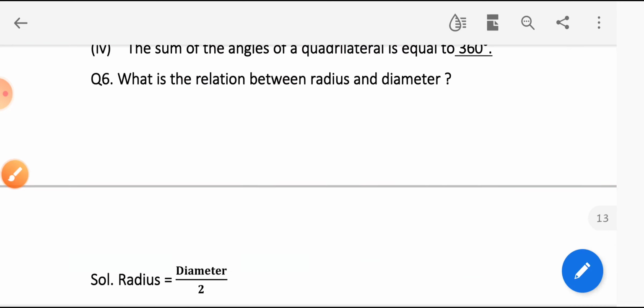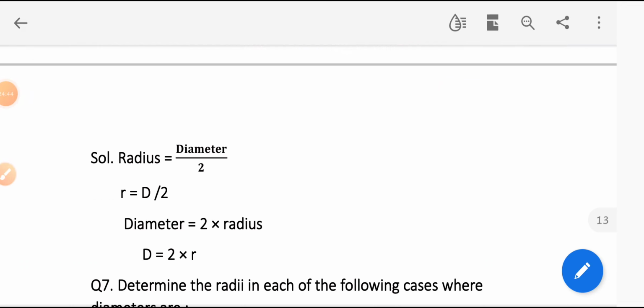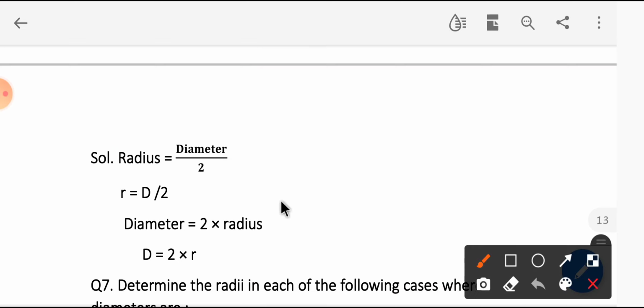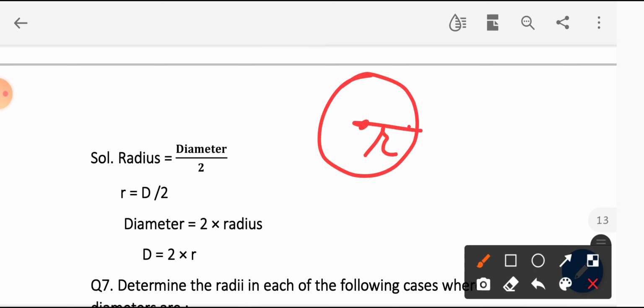Then see the next question, question number 6. What is the relation between radius and diameter? As we have already seen, this one is a circle, and from the center to this point it is known as the radius, and if we take it completely across then it is known as the diameter. What does this mean? The diameter is double the radius, or the radius is half of the diameter.